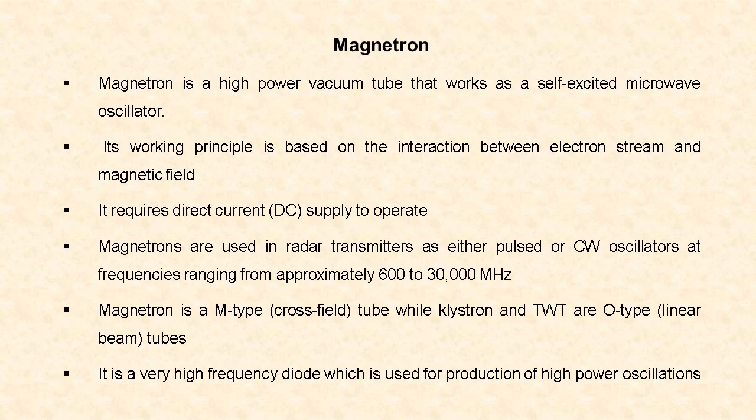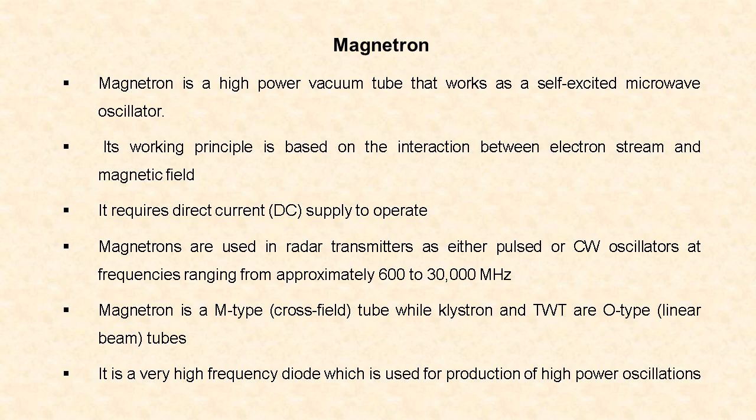In this video, we are going to see about the microwave source magnetron. Magnetron is a high power diode vacuum tube that works as a self-excited microwave oscillator. The working principle of magnetron is based on the interaction between the electron stream from the cathode and the magnetic field.